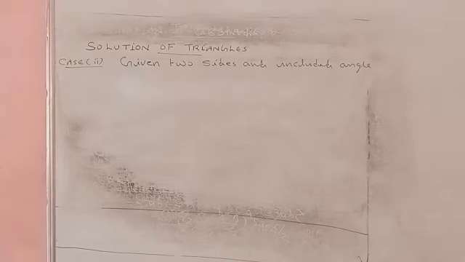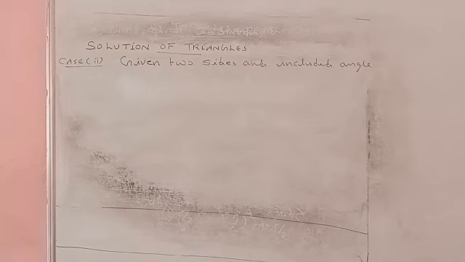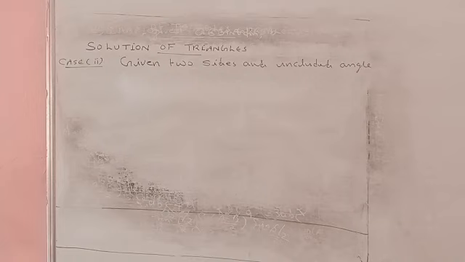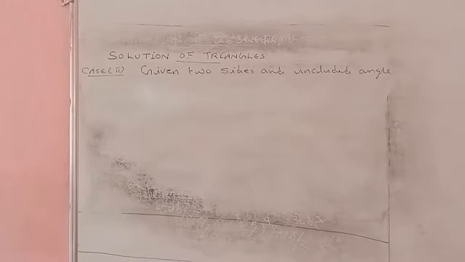Hello students, our next topic is solution of triangles. It's case 2: given two sides and the included angle. Two sides are given and the included angle is also given. Then find the third side and two angles. Here we use the cosine rule first.